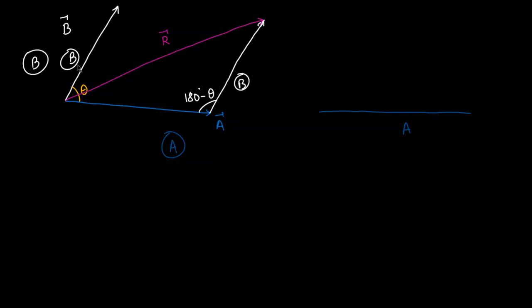Why? Because these two lines are parallel, and the corresponding interior angles sum to 180 degrees. They are supplementary. So with an angle of 180 degrees minus theta, you draw another line, B, and the angle between them is 180 degrees minus theta, and you join these. This line has length r. Once you have joined these lines, you now want to figure out the length of r, and there are many ways you can do that. I'll choose the easiest way to do this.